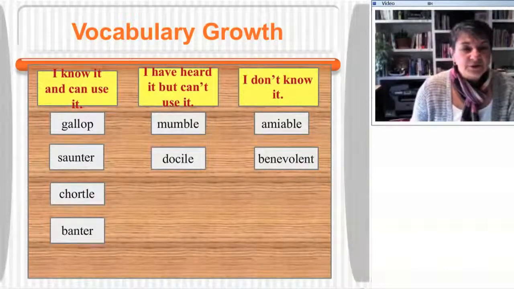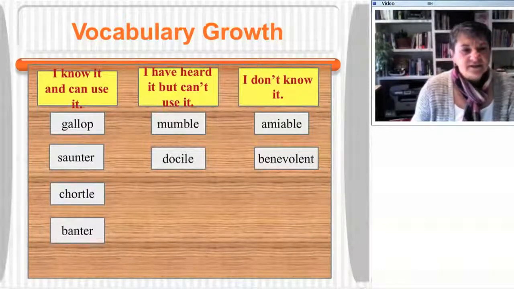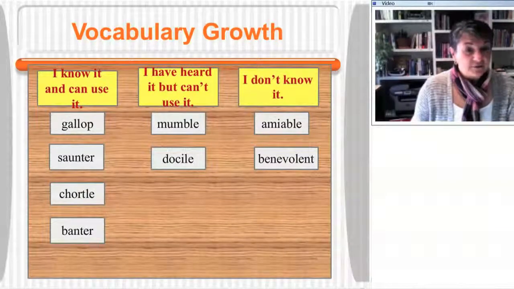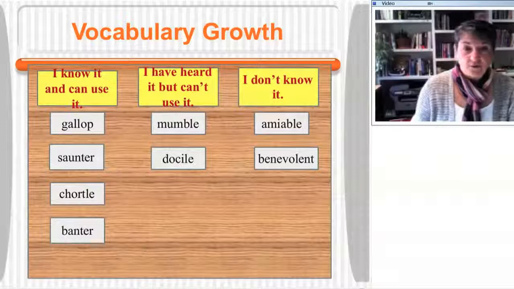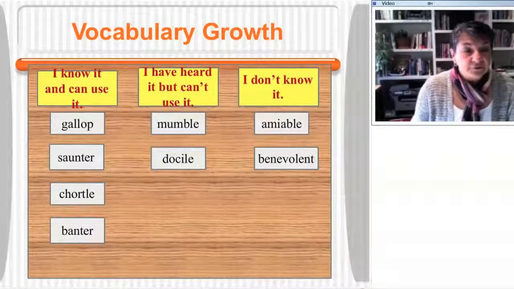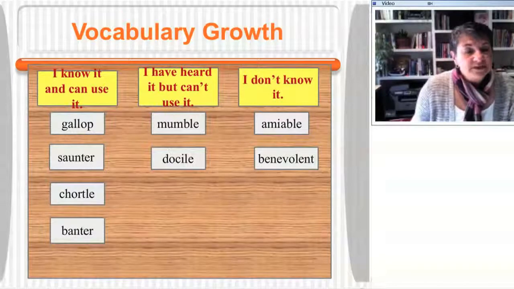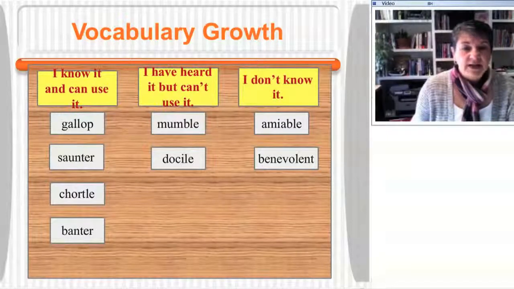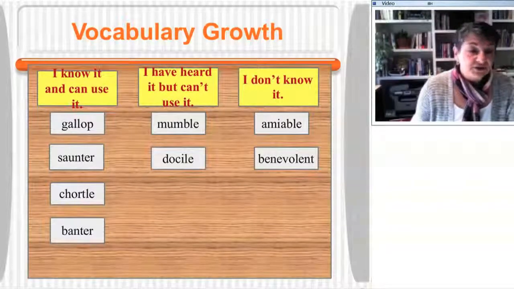Okay, so here's one thing that we do with students that gives you an example of this. You can make cards that would say, for example, I know it and can use it, I have heard it but I can't use it, or I don't know it. And then you can take cards with words on them and have children, and high school students as well, all students, sort the cards to the extent that they know the words. For example, I don't know it: the words amiable and benevolent. Students might say, I don't know what those words are. I've heard the word but I can't use it: mumble and docile. Whereas I know it, I can use it: maybe they would have words like gallop and saunter and chortle and banter.